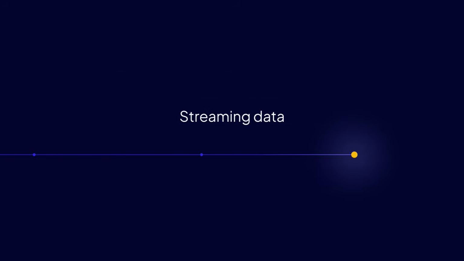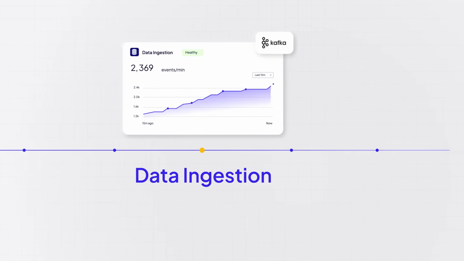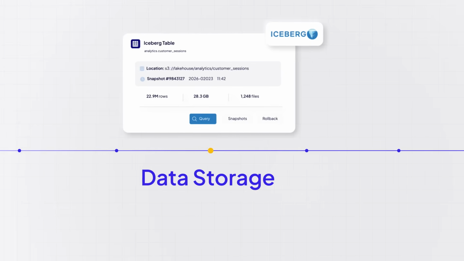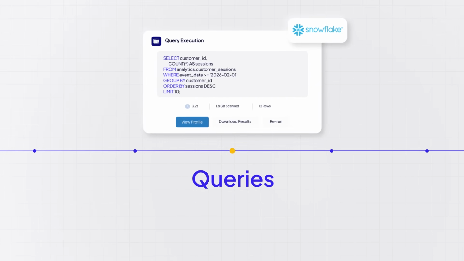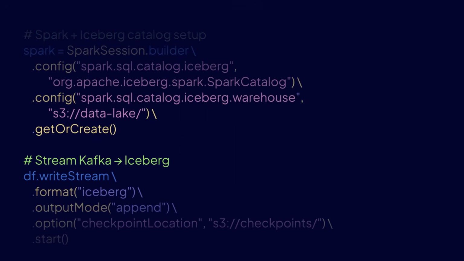Getting streaming data into your data warehouse shouldn't require a massive team and multiple tools, but today it does. Kafka for ingestion, Spark for processing, Iceberg for storage, then Snowflake for queries. 4 systems, endless integration code.